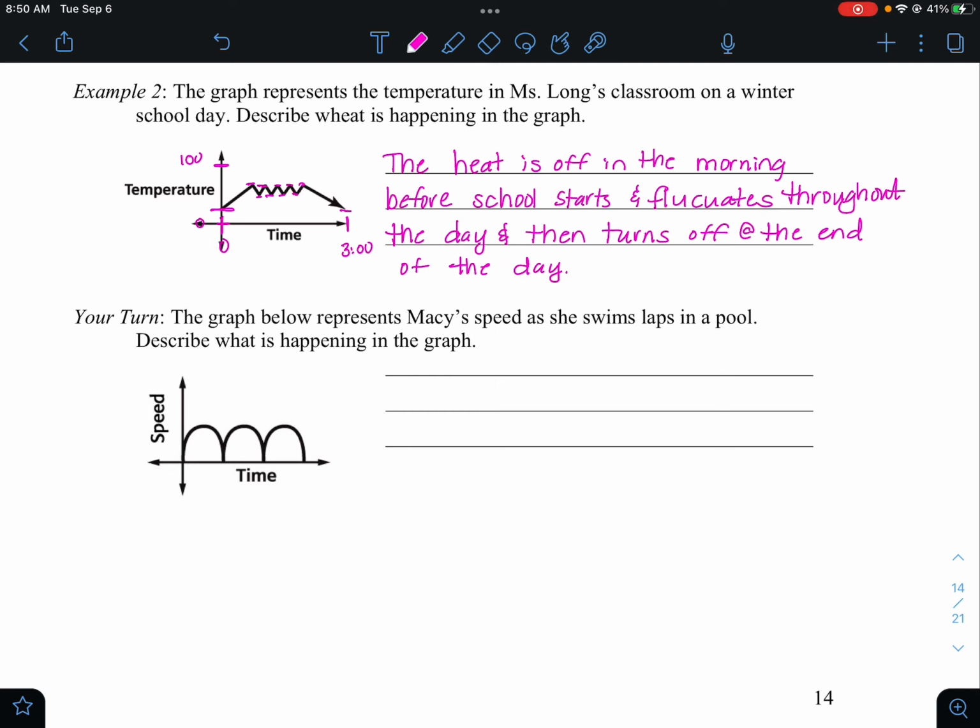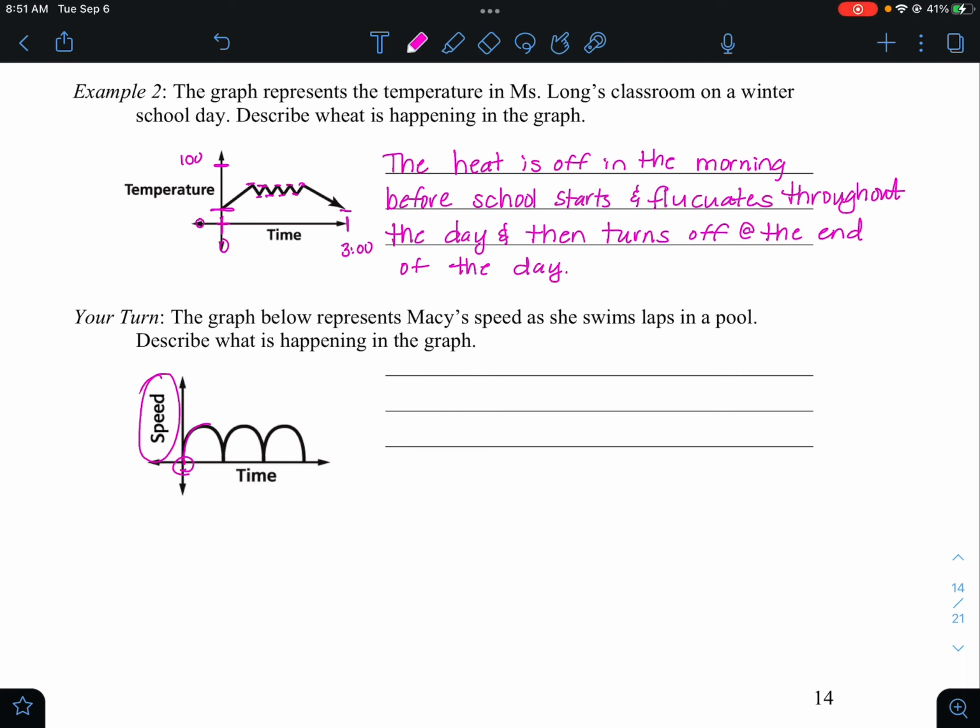So it says the graph below represents Macy's speed as she swims laps in a pool. Describe what's happening in the graph. So think about someone who is swimming laps, whether you or a friend. Whenever you start, your initial speed is 0, right? Your initial time is 0, so you are right there. So then you take off. Oh my goodness, your speed goes really fast.